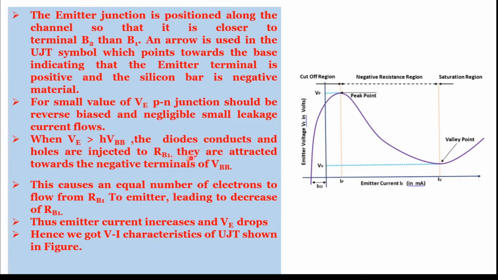to base resistance 1. These are attracted towards the negative terminal of VBB. This causes an equal number of electrons to flow from RB1 to emitter, leading to decrease the value of RB1. Thus emitter current increases and voltage emitter drops. And in this way we got characteristic curves of UJT.